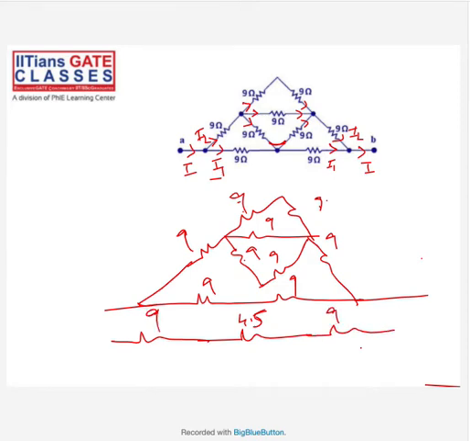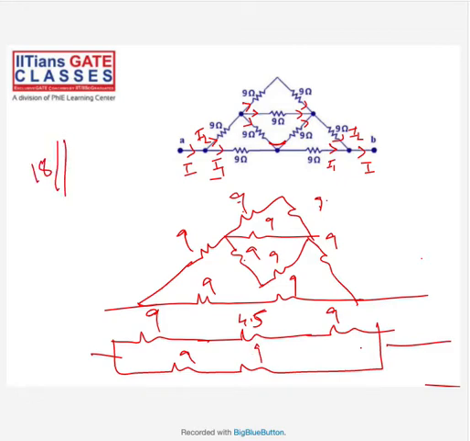This is 9 here, 9 here. 9, 9. 18 parallel with 18 parallel with 18 plus 4.5, 22.5. Find R equivalent: 18 parallel with 22.5. I don't think it's 10 ohms. Sorry, it's 10 ohms. Correct. 18 parallel with 22.5, 10 ohms. Correct. Okay, I think everyone got this.